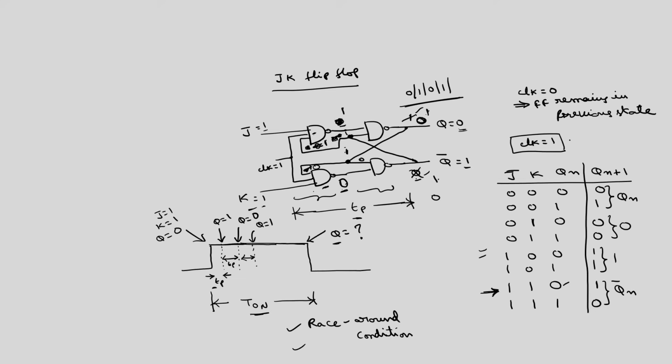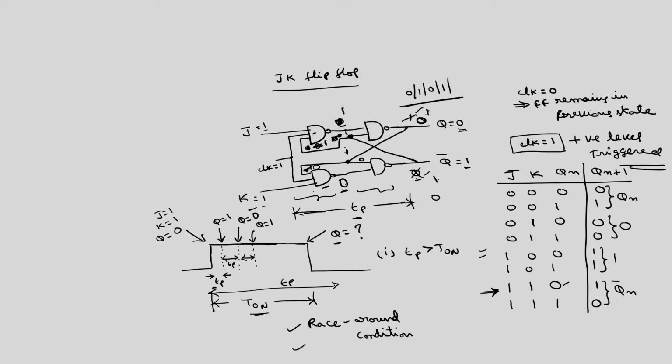As I have told, this is called positive level triggered. So, this is the problem with level triggered flip flops. There are two solutions to overcome this race around condition. One is, if I design this circuit such that the Tp value is greater than T on, then how many times will the output change? Because Tp is now more than T on, the output will change only once.